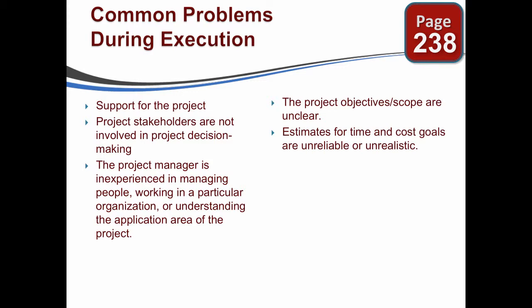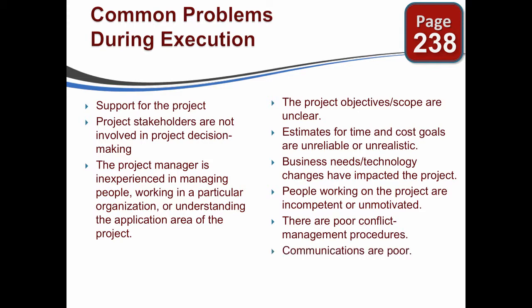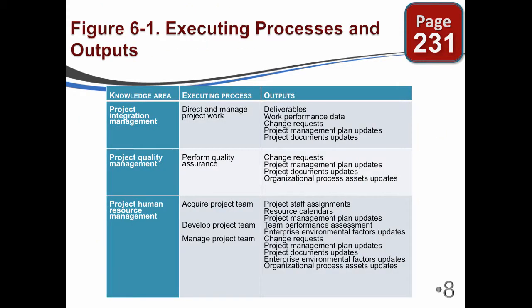Estimates for time and cost goals are unreliable or unrealistic. Business needs or technology changes have impacted the project. That can be both positive and negative. People working on the project are incompetent or unmotivated. There are poor conflict management procedures. Communications are poor. We're going to address that in detail. Or suppliers have not delivered as promised. Here are the executing processes and their outputs.